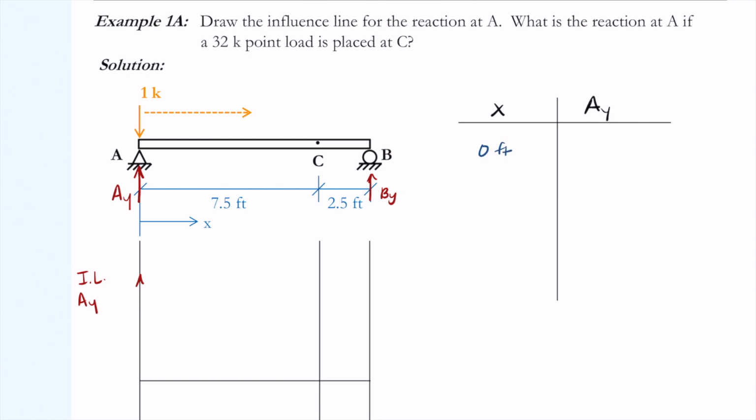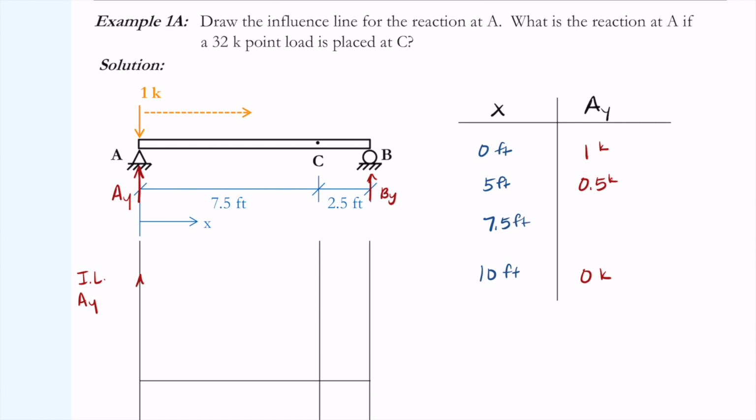So when x equals 0 feet, so the one kip load is directly at point A, AY is going to be one kip. Hopefully this is pretty easy to solve from statics. Another obvious one is when x equals 10 feet. The one kip point load would be directly over point B, then our reaction at A is 0. So when it's at A, reaction is 1. At B, it's 0. If we went halfway between, so this is a 10-foot long beam, halfway, we would expect the reactions at A and B to both be 0.5.